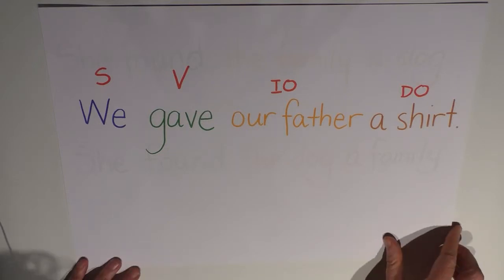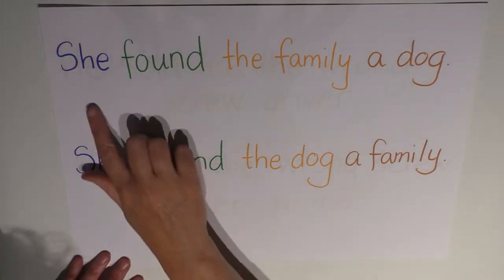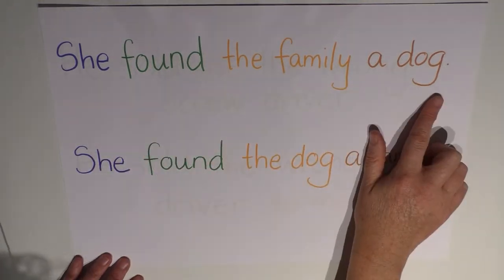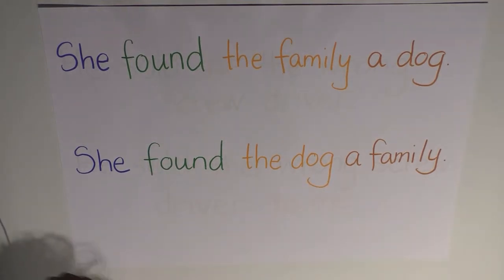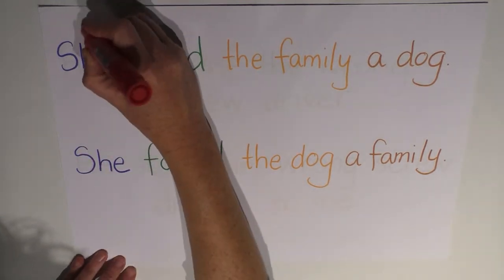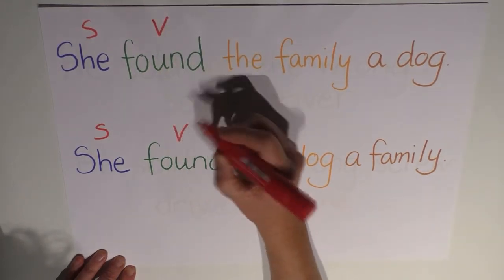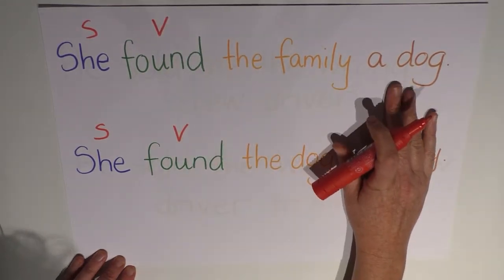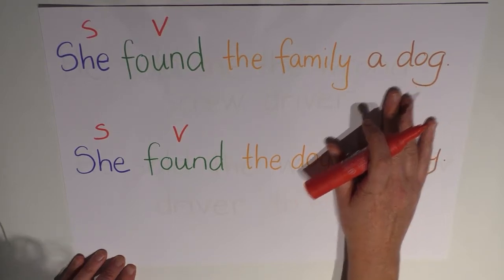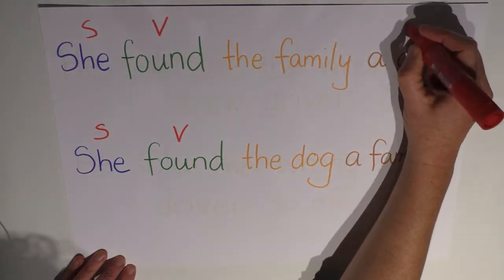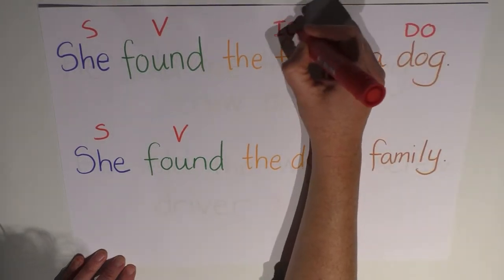So let's consider the following two sentences. She found the family a dog, and she found the dog a family. Now, if we break down our sentences, we have she is the subject for both, and found is the verb for both. But if we look at the order here, in this sentence, the dog is what she found, and she found it to give to the family. So therefore the dog is the direct object, and the family is the indirect object.